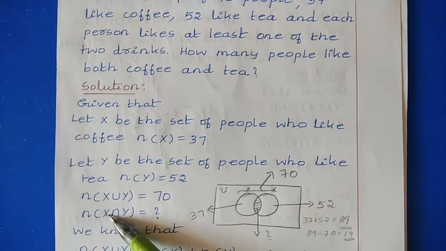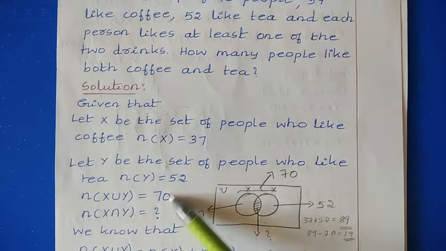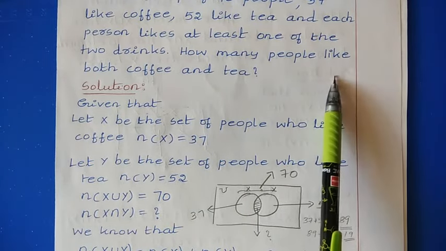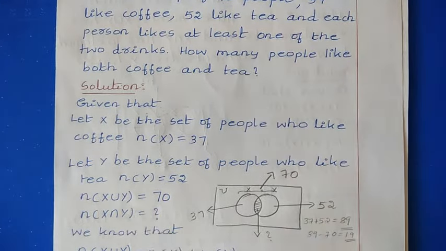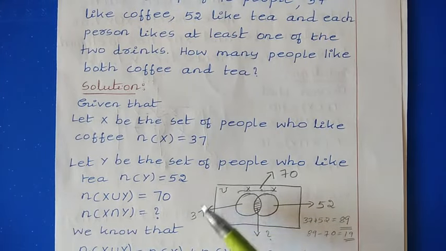X denotes the set of people who like coffee and Y denotes the set of people who like tea. So we have to find out how many people like both coffee and tea. That means N of X intersection Y. First, let us understand this using a Venn diagram.